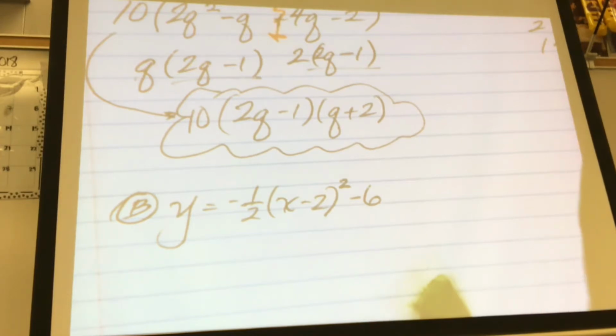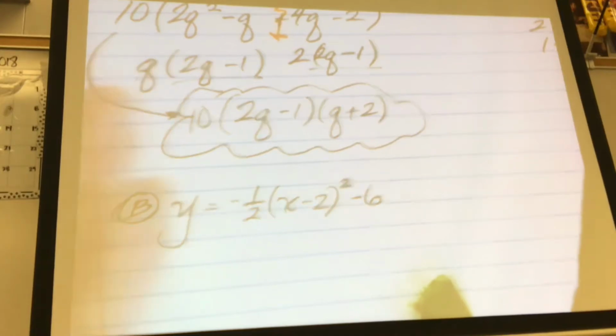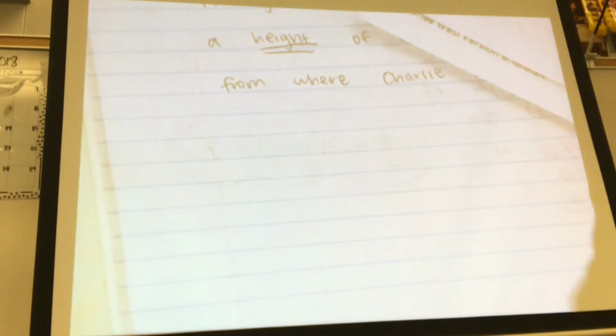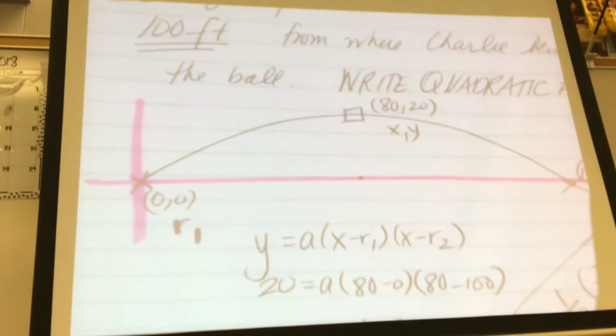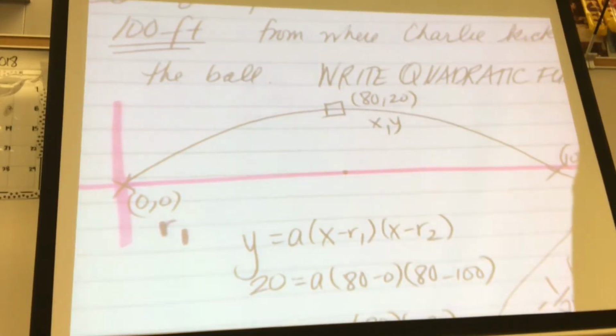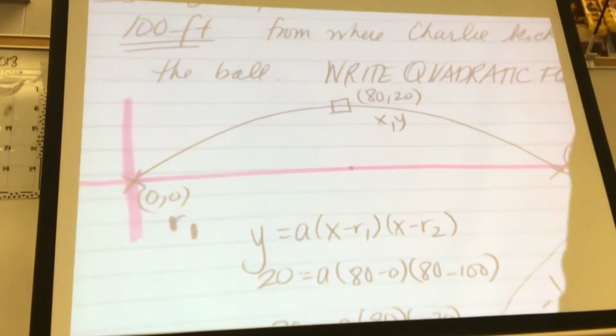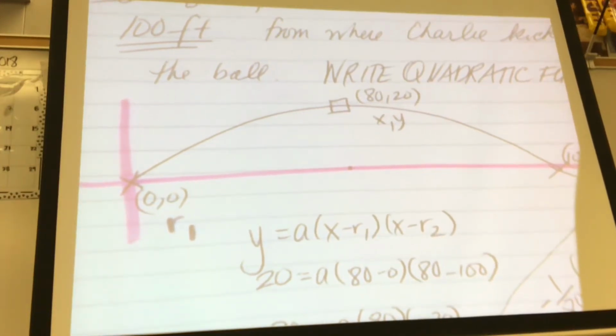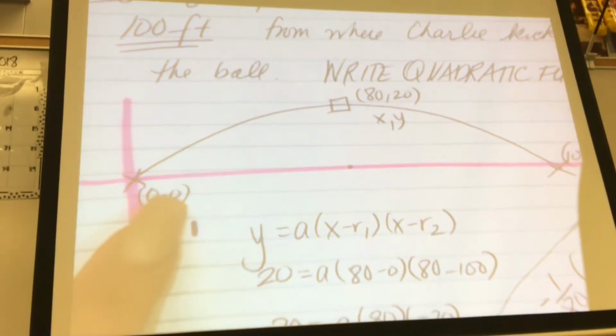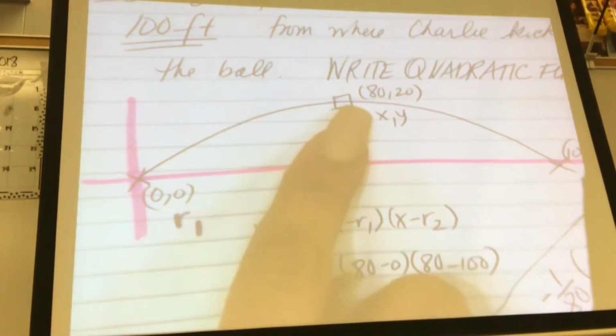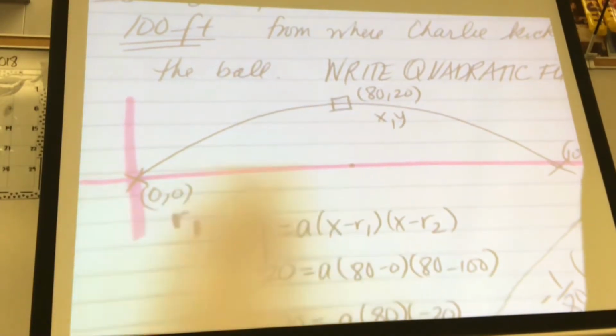Letter C, I wrote it out already because I want to explain it to you. You already have it written out, so you should be able to follow along. You should have a picture that looks like this. You should have had the soccer ball starting at 0, 0 because he's kicking a soccer ball. And it goes through a hoop that's 80 feet away.